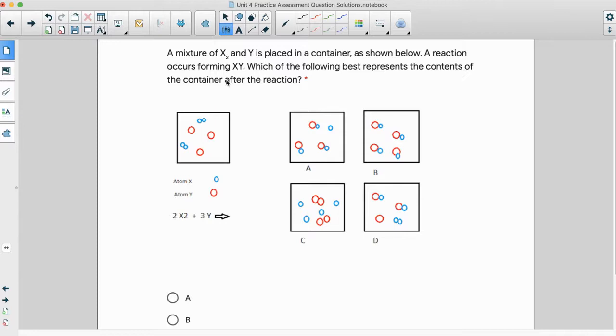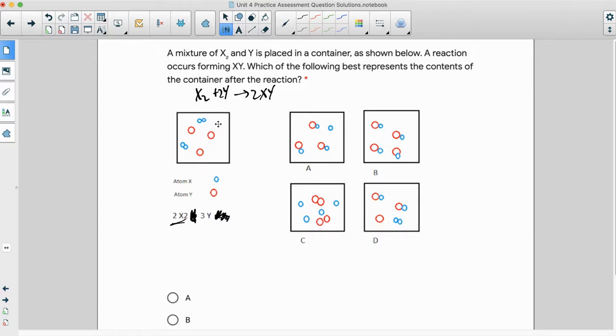So here we have a particle model problem. So it says that we have X2 plus Y forms XY. And when we balance this, we need 2X here and a 2Y. And this is kind of misleading. This is not a balanced reaction. It's just saying that we have 2 X2 molecules and 3 Y atoms.